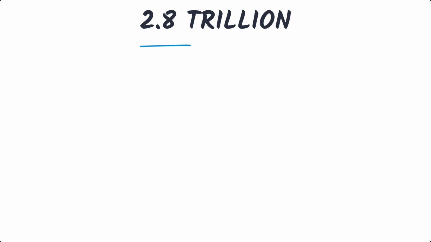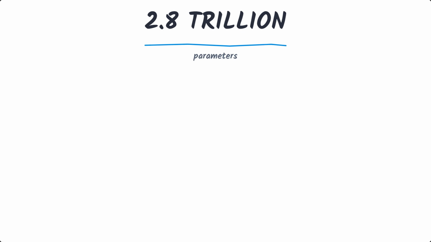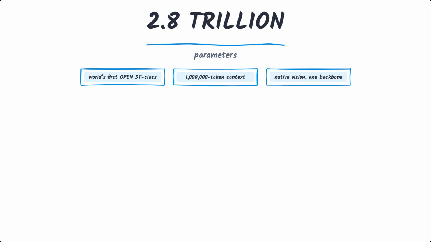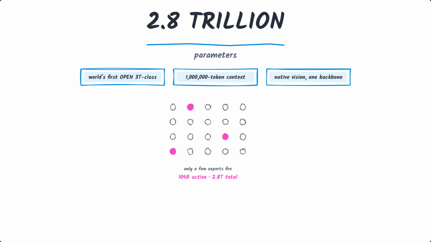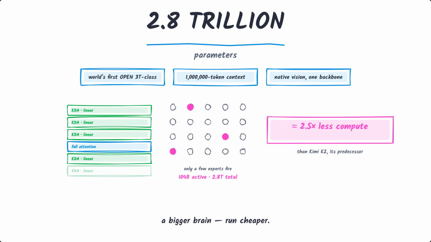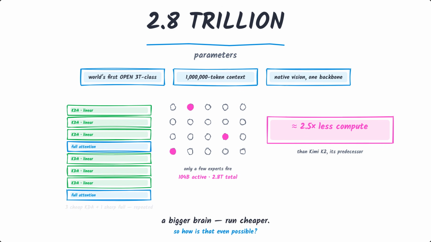2.8 trillion parameters, the first openly released model in the 3 trillion class, a scale that until now lived only behind closed doors. It holds a full million tokens of context, sees images natively in the same backbone as the text, and for any given token only wakes up 104 billion of those parameters, running for about 2.5 times less compute than its predecessor. A bigger brain, run cheaper. Let's see how. Here's the problem this design solves.